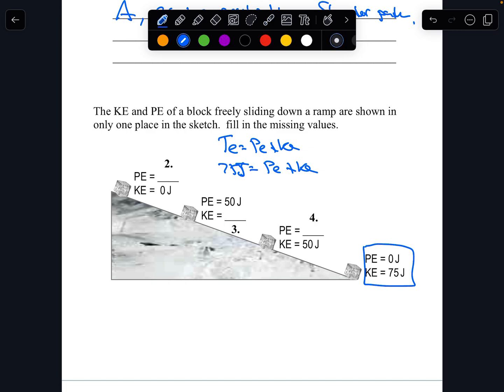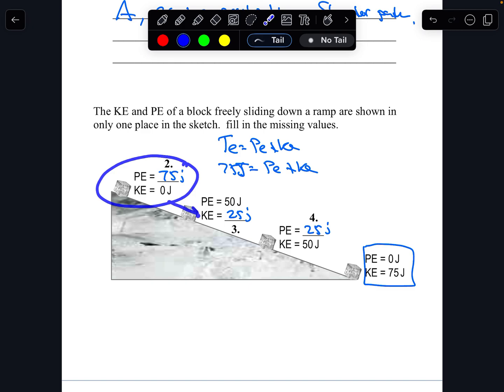75? So 0 plus 75 joules is 75. 50 plus 25 joules is 75, and 25 joules plus 50 is 75. What you should notice here is that at the very top, it's all potential, no kinetic. As we begin to fall, where our position is getting lower, the potential decreases and the kinetic increases because the block is going faster the lower it falls. Until the block's almost at the bottom, the potential is pretty low there, only 25 joules, and the block's moving at a very high rate, so the kinetic is 50. Until we get to the very bottom here, and we have no potential and all kinetic.